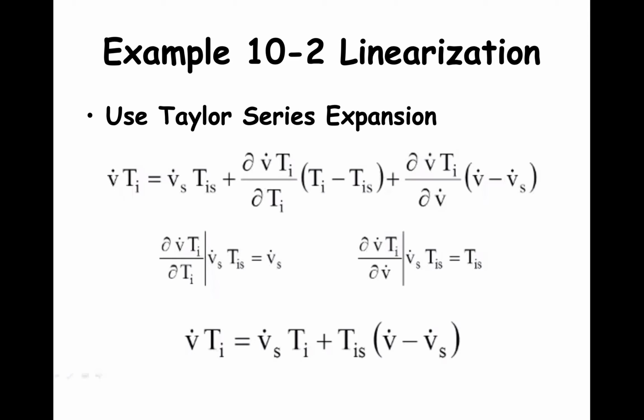The partial derivatives are evaluated at the steady-state flow rate and the steady-state temperature. The partial with respect to the inlet fluid temperature is equal to the steady-state flow rate. The partial with respect to the flow rate is equal to the steady-state inlet temperature. After substituting in the terms and simplifying the expression, we get the equation at the bottom of this slide. We can take this expression and substitute it into the original time-dependent differential equation describing the fluid heating problem. The details are in the course packet.